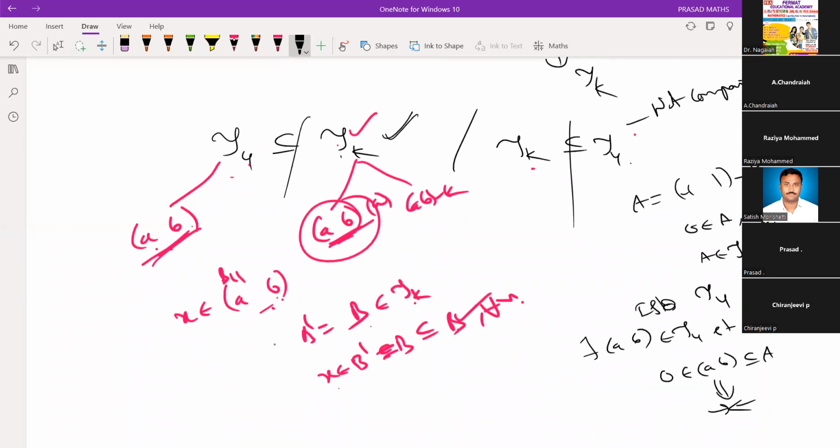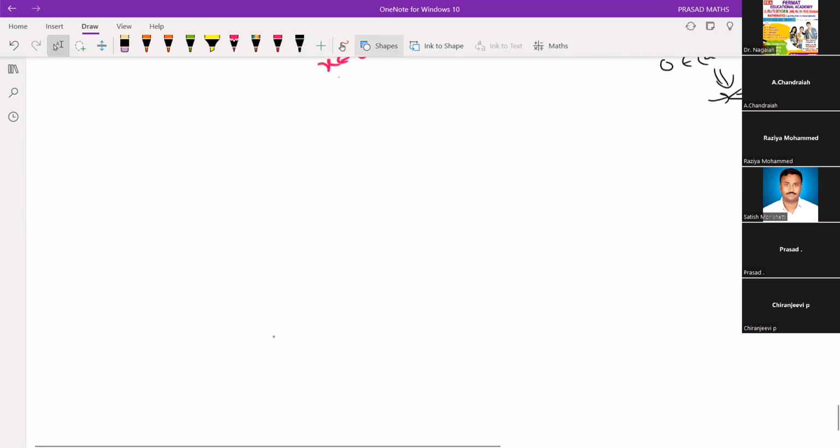Right? Next is continuous function. So before continuous function, go for subbases.